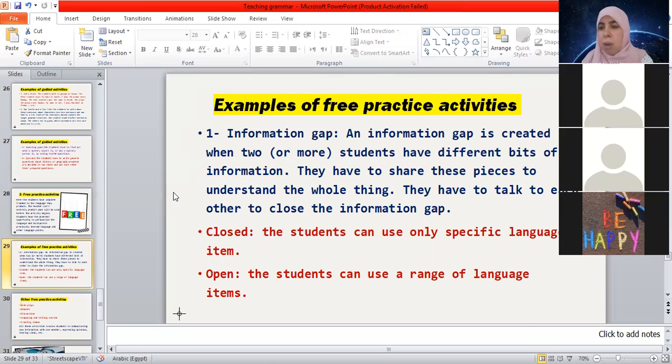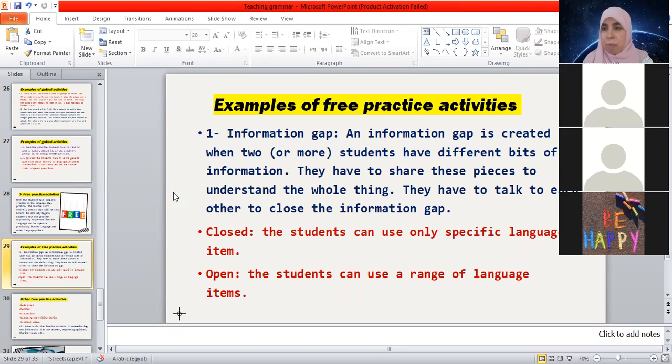For example, when was he born? He will tell me because he had this piece of information. He was born in, and I write down this piece of information. So I have different information from my friend or my colleague in the classroom, and we will work together to help each other to complete the whole thing. This is information gap activity.